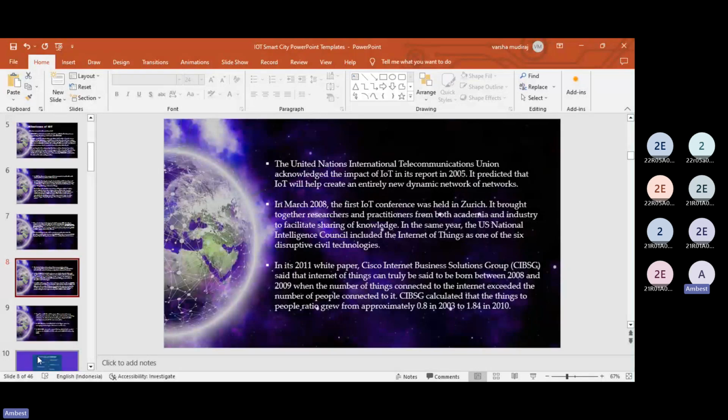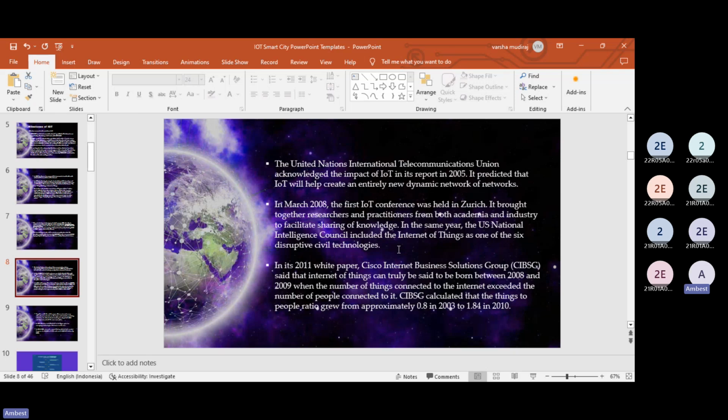In the same year, the US National Intelligence Council included the Internet of Things as one of the six disruptive civil technologies. They made the Internet of Things not only for stores and things; it is a technology which can be implemented and built in very well.